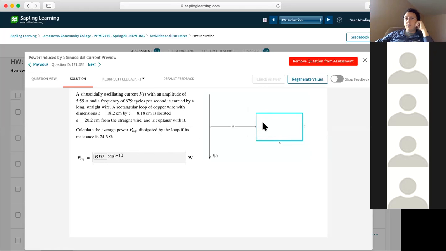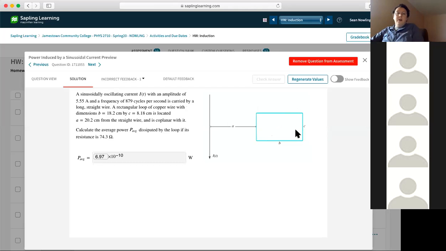So to answer the question, they want you to find the average power. The power equals the EMF times the current. P equals IV is the rule from circuits. Only we're going to use Ohm's law to write the current as voltage over R. So we're going to write the power as the EMF squared divided by R, and we'll have to take the time average of that.